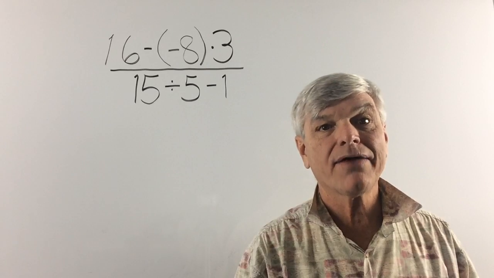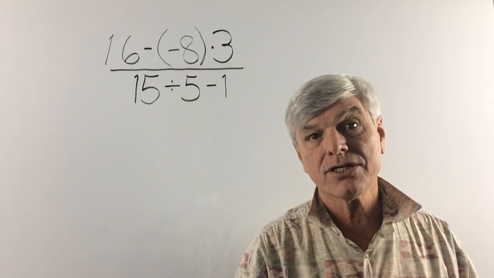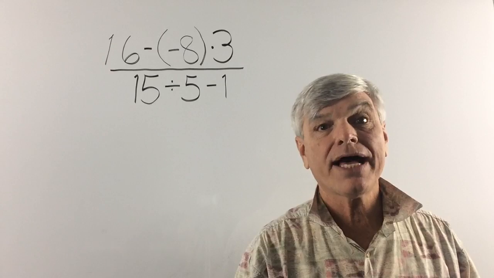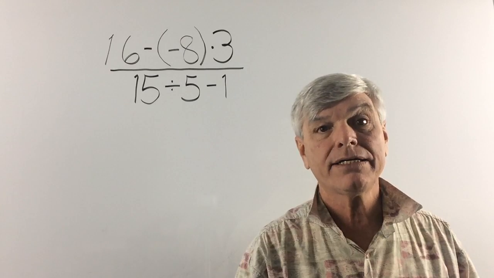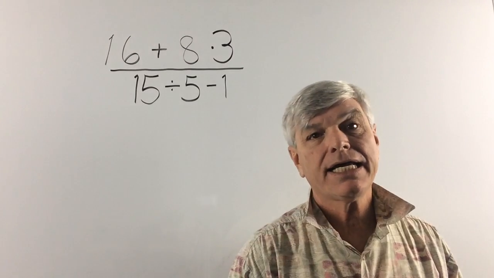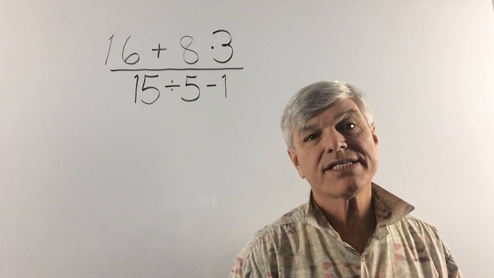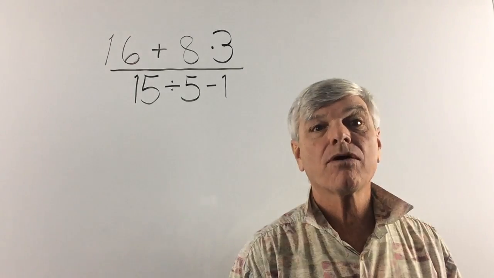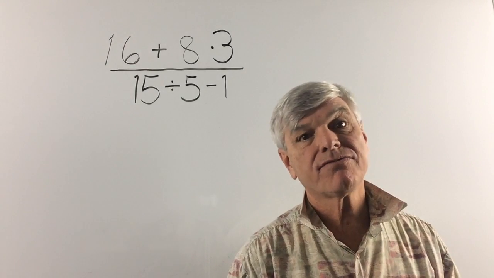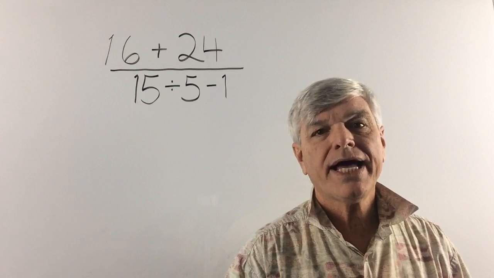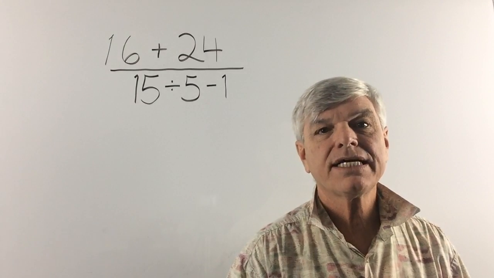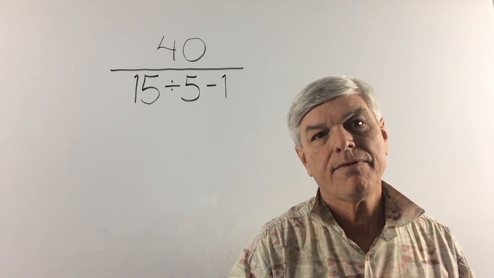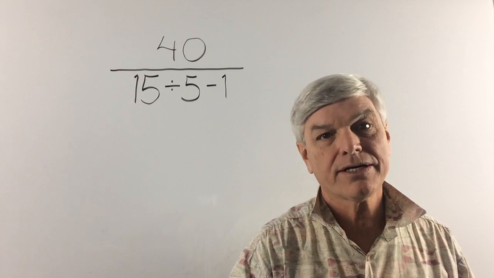So we can multiply 3 times negative 8 first, or we can multiply the negative times negative 8. And that's what I like to do, move left to right. So negative times negative 8 is positive 8, and now we have 16 plus 8 times 3. Of course, we performed the multiplication function first before addition. And we have 24, or 16 plus 24, which of course would be 40. And that is the solution for our numerator.